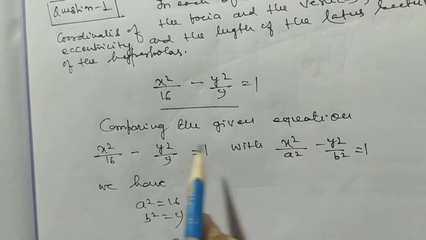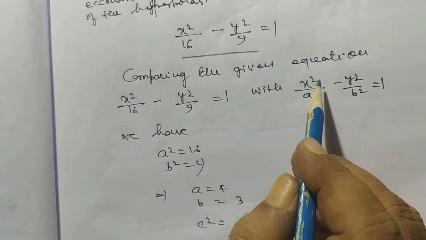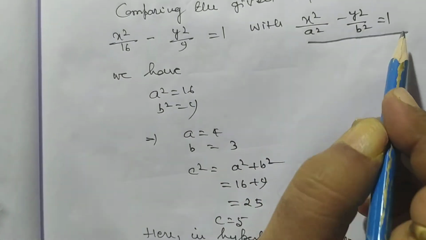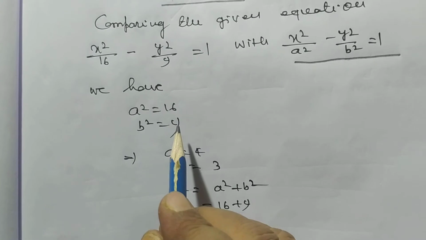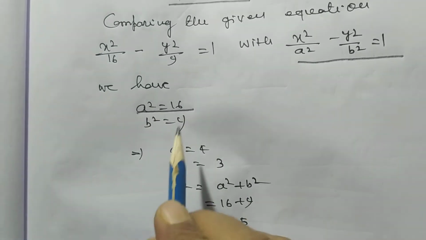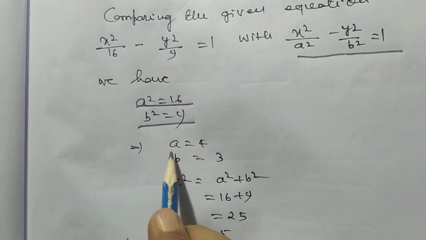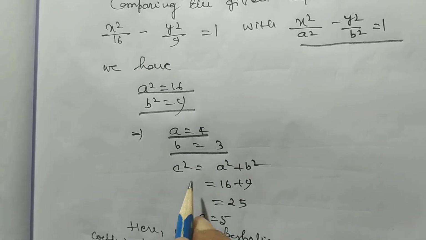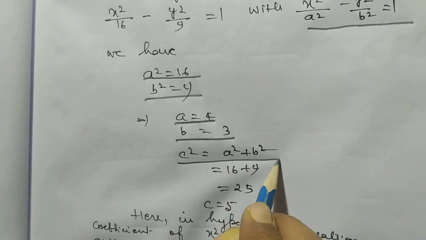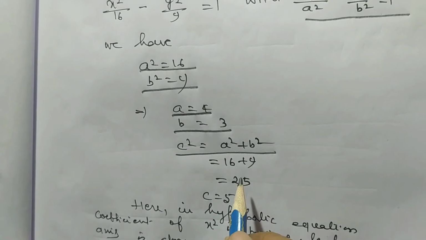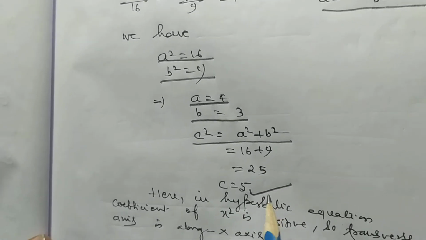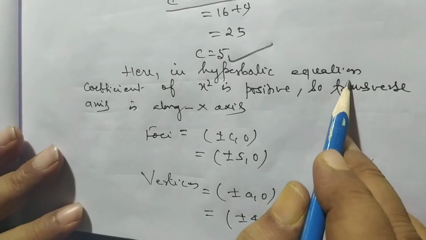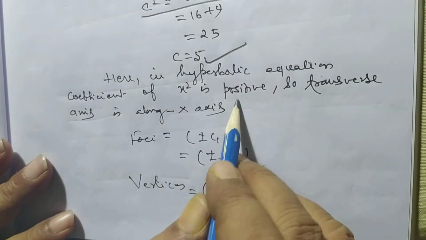Comparing the given equation with x square by a square minus y square by b square is equal to 1, a square is 16, b square is 9. So a is 4 and b is 3. We know in the case of a hyperbola, c square is equal to a square plus b square, so c is 5.